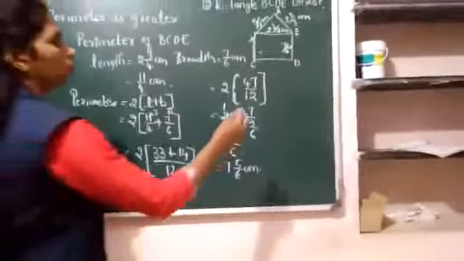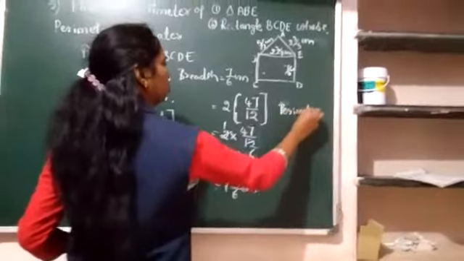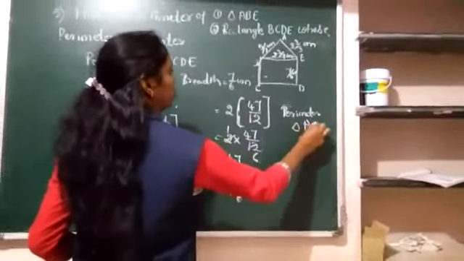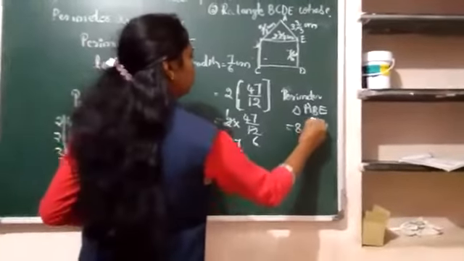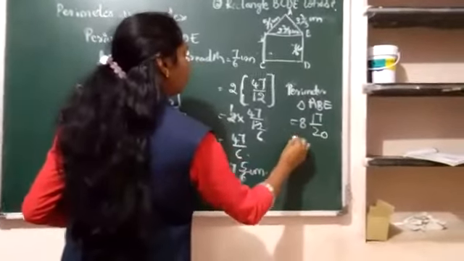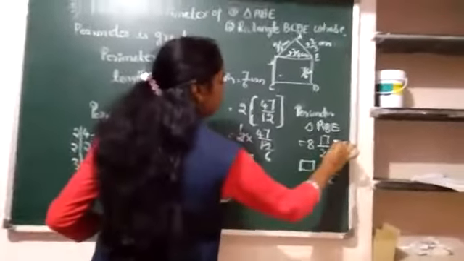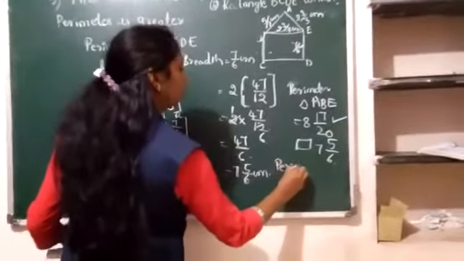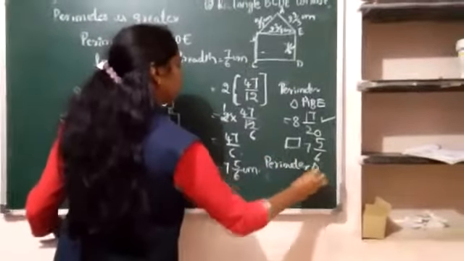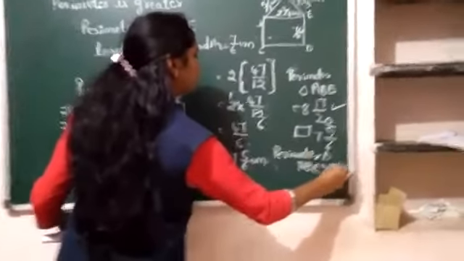Now the perimeter of triangle ABE is equal to 8 17 by 20. Then the perimeter of the rectangle is equal to 7 5 by 6. Which one is bigger here? The perimeter of the triangle. So which one is bigger? The perimeter of triangle ABE is greater than that of rectangle BCDE.